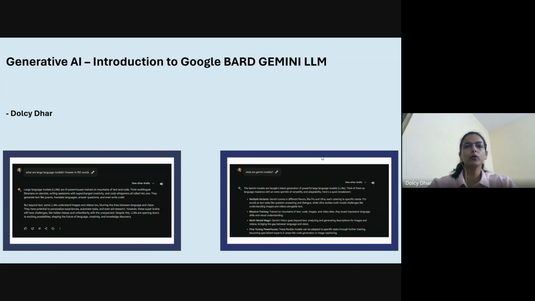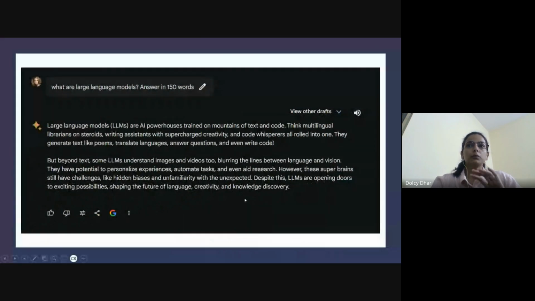So today I'm going to be talking about the latest Google Bard Gemini LLM that we've all seen, which was released just about a month ago. To give an overview of how we approach large language models, I wanted to ask questions to our Bard Gemini directly. As you can see on my screen, there are two things that I want to target over here. What are large language models?